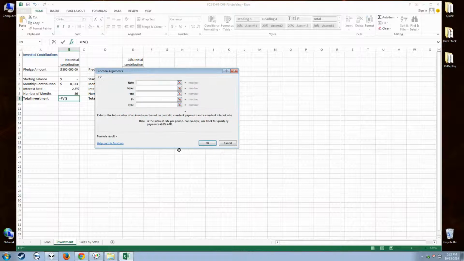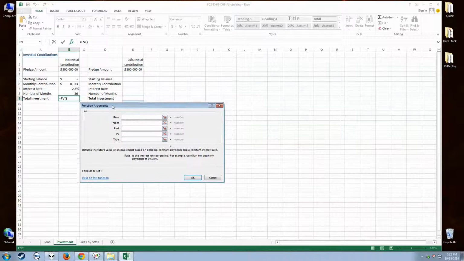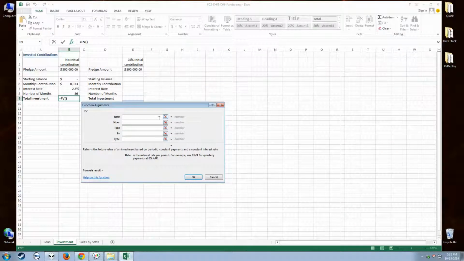Logical. There we go. Now with the Function Arguments box up, remember this is the best way to enter functions when you're only using one in most cases. We're just going to enter in some basic numbers here. We've got B7, which is our interest rate, but remember we're doing this monthly.